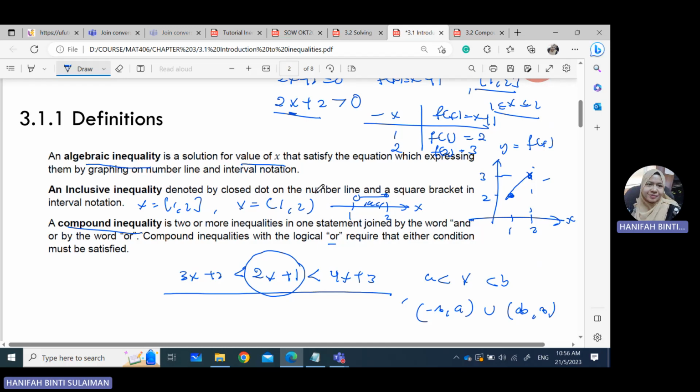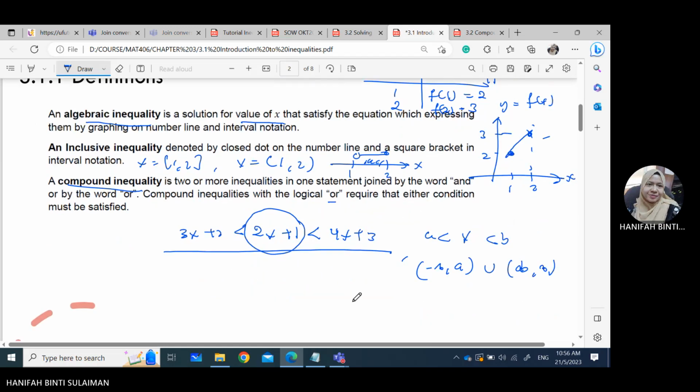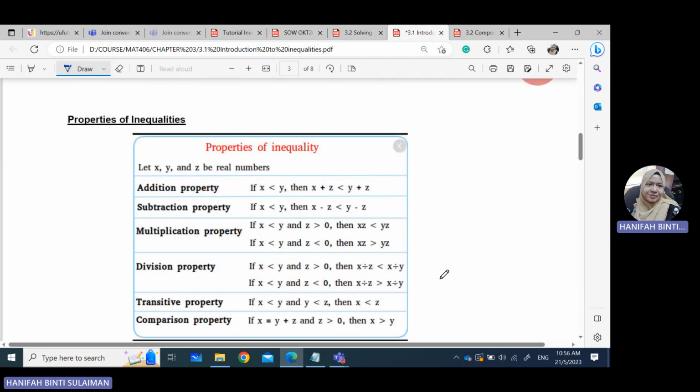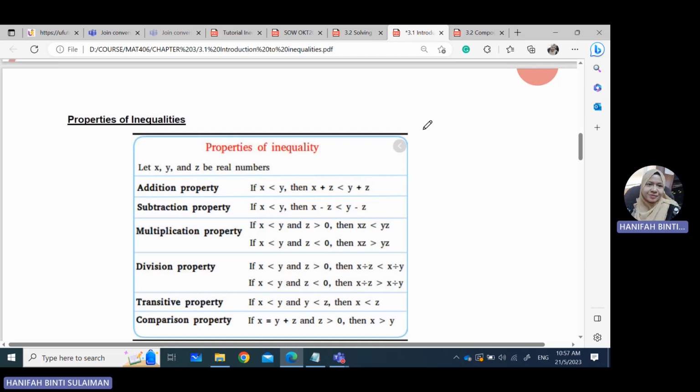Ada soalan setakat ni untuk definition? Tak ada. Kalau tak ada, kita tengok property of inequality. So, these are the property of inequality. So, untuk property of inequality, benda ni kita boleh gunalah untuk inequality yang melibatkan addition, subtraction, multiplication, division, transitive and comparison.